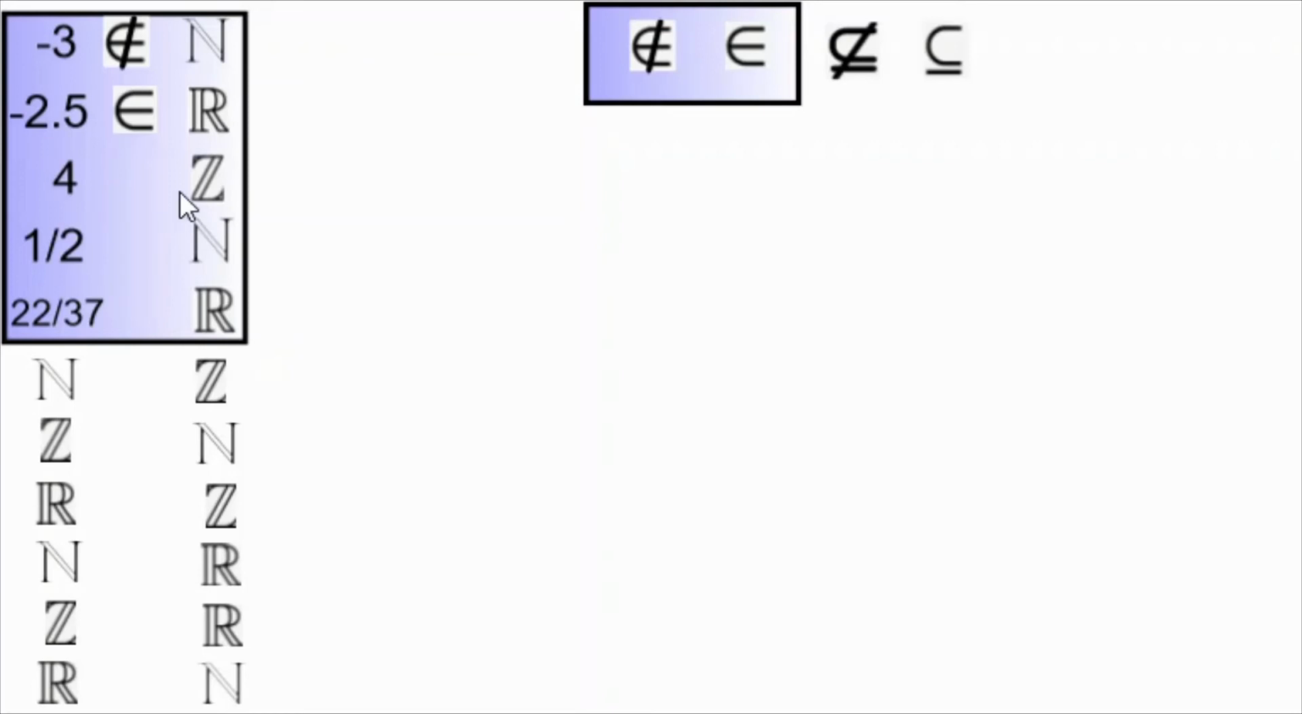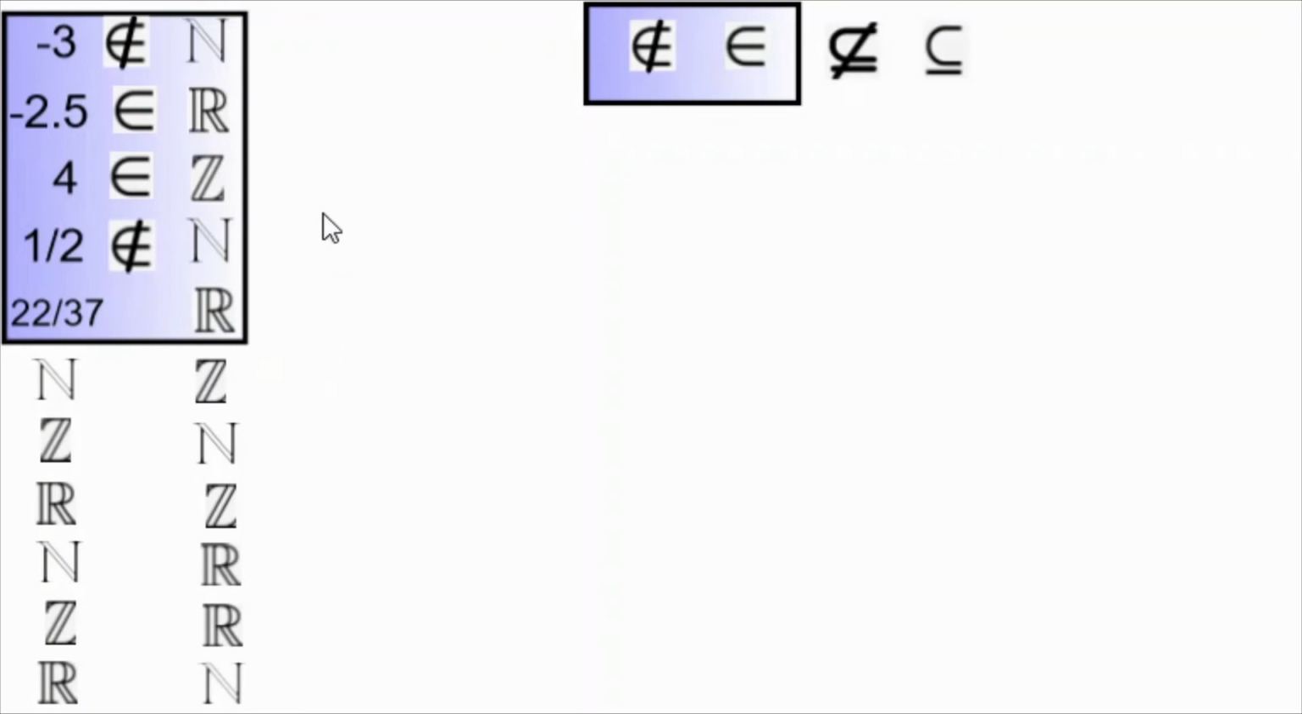Is 4 an element of integers? Yes, 4 is an integer, so I use the is an element of symbol. Is 1/2 an element of natural numbers? No, 1/2 is a fraction, so it is not an element of natural numbers. Now we have another one with real numbers. Is the fraction 22/37 a real number? Yes, it is, because everything is a real number.